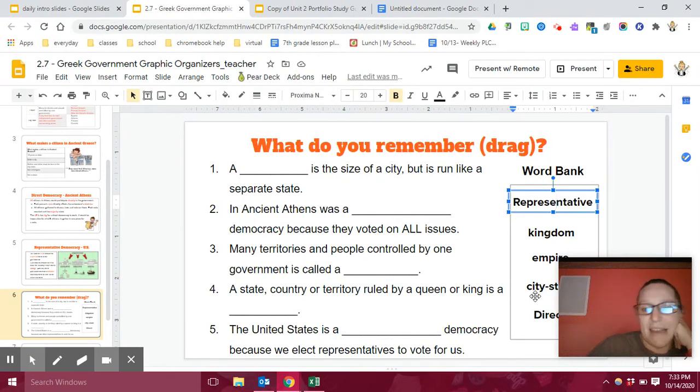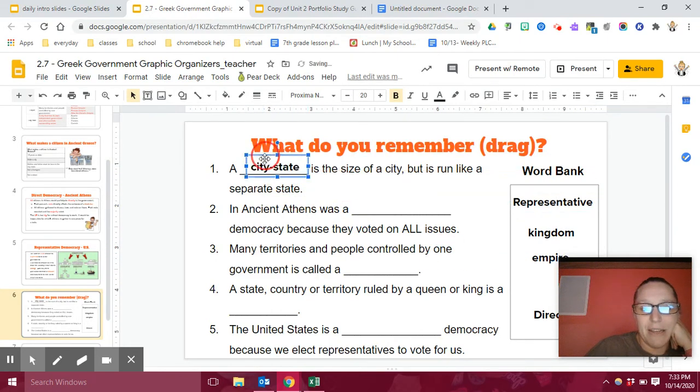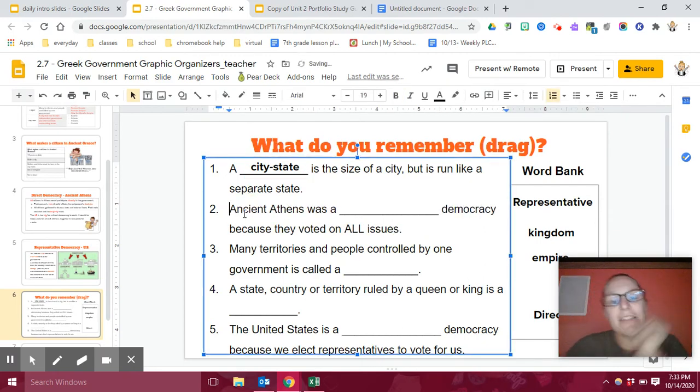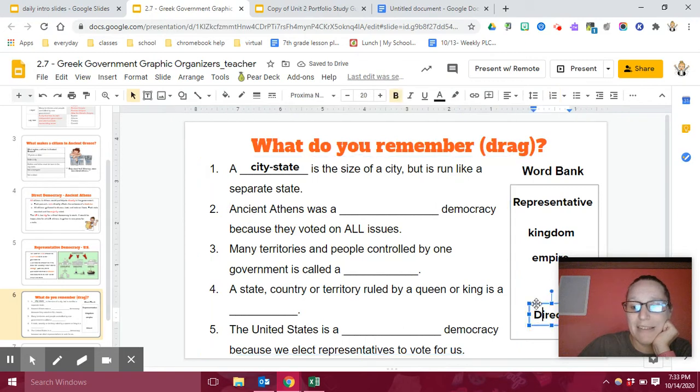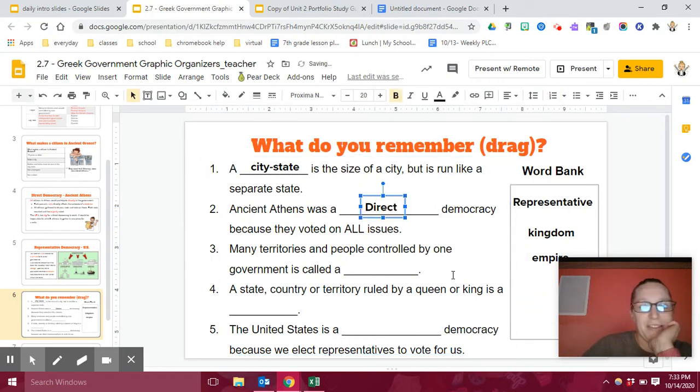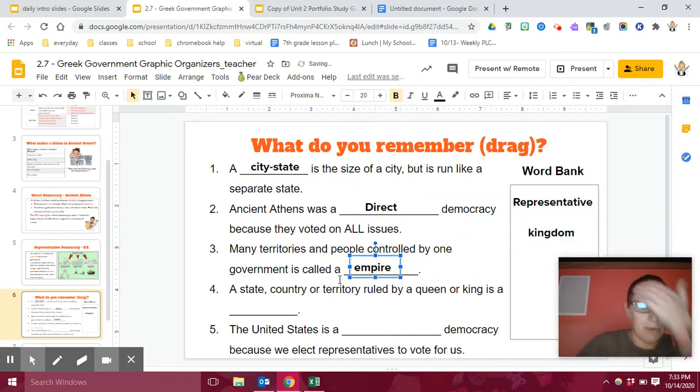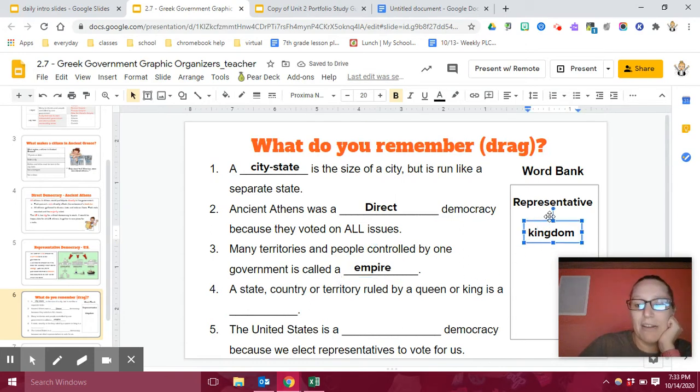A blank is the size of a city, but is run like a separate state. This is a city-state, so that's going to go here. In ancient Athens, I have a typo. Ancient Athens was, I'm going to fix this. Ancient Athens was a direct democracy because they voted on all issues. Many territories and people controlled one government is called an empire. A state, country, or territory ruled by a king or queen is called a kingdom.